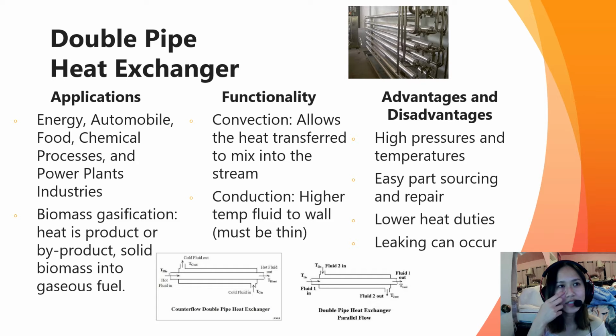Advantages and disadvantages of the double pipe heat exchanger. The advantages of a double pipe heat exchanger are that they are capable of handling high pressure and temperatures, and its popularity led to easy part sourcing and repairs. The disadvantage of the exchanger is that it is more targeted towards lower heat duties. Leaking can also occur, resulting in error in the production.